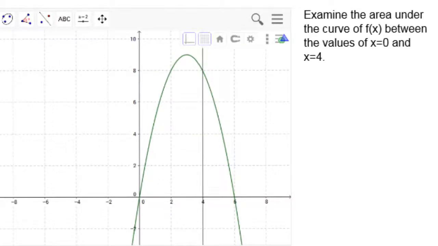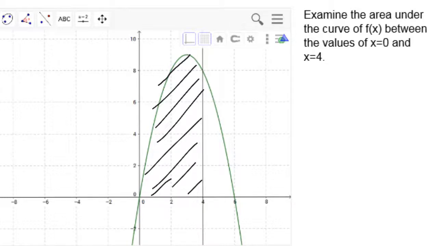We can use that same strategy to examine the area under the curve shown there between the values of 0 and 4. So we're going to find this area. I colored outside the lines a little bit, forgive me, but that's the area that we're going to find. I'm going to show you how.